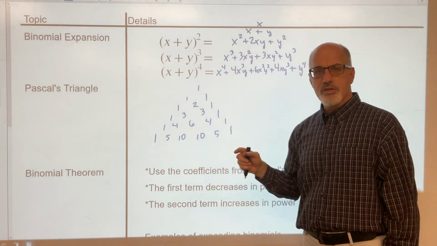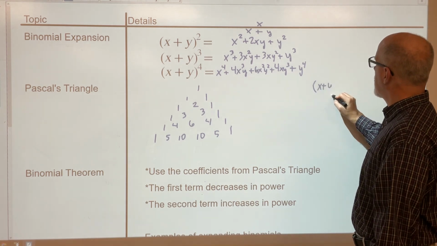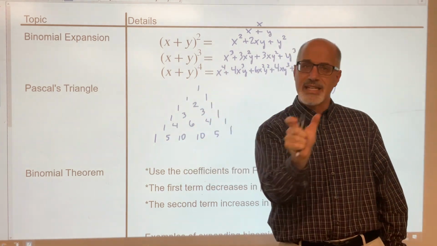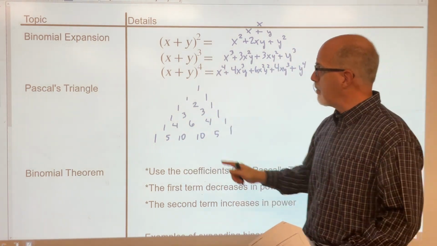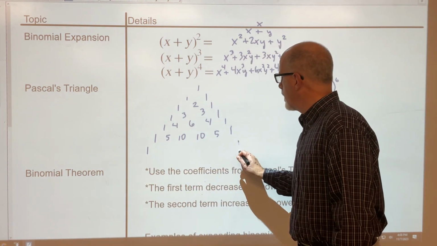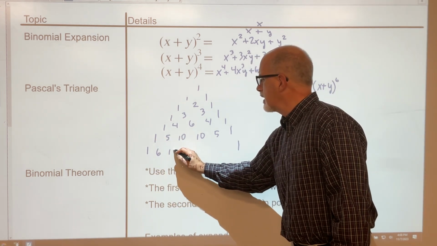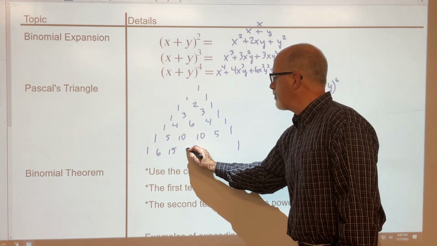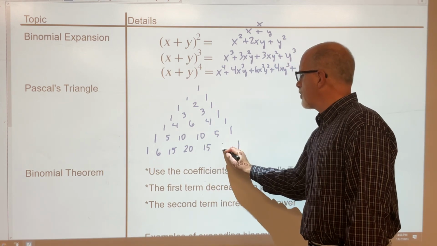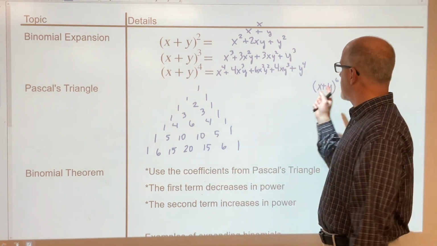So if I was interested in x plus y to the sixth power, instead of having to multiply x plus y out 6 times, which would take quite a bit of time, Pascal's triangle tells us to fill in this next row: 1 and 1, and we add these two. This is 15. 10 and 10 would give me 20. 10 plus 5 would give me 15. And then 5 plus 1 would give me 6. I have the coefficients of the expansion to the sixth power.